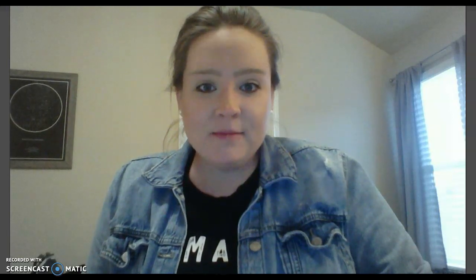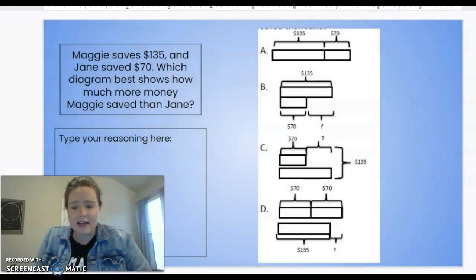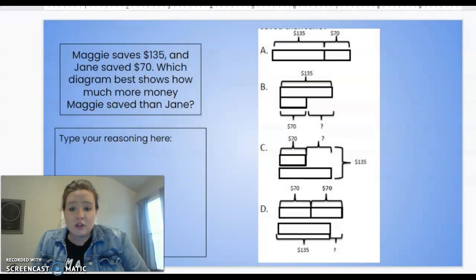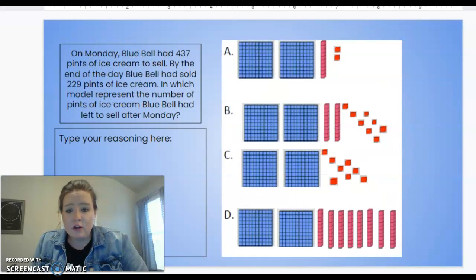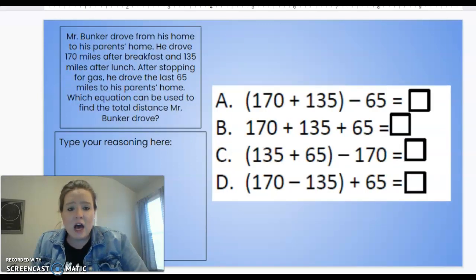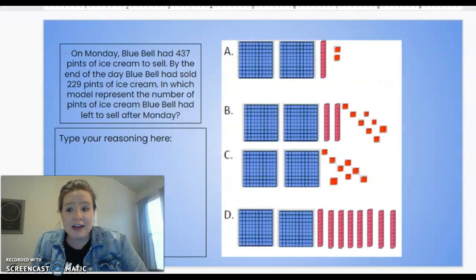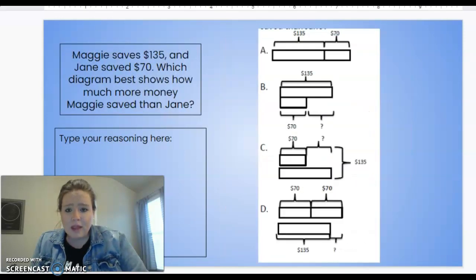Hey, third grade. Today we are going to be working on representing addition and subtraction word problems, okay? So let me go ahead and show you what this looks like. You guys are going to have some slides that you have to work through, and they're going to look like this. So they're just different ways of representing your addition and subtraction word problems, okay? So I am going to model a couple of these, and then you guys are going to do the rest by yourself. Okay, so let's start with this problem.